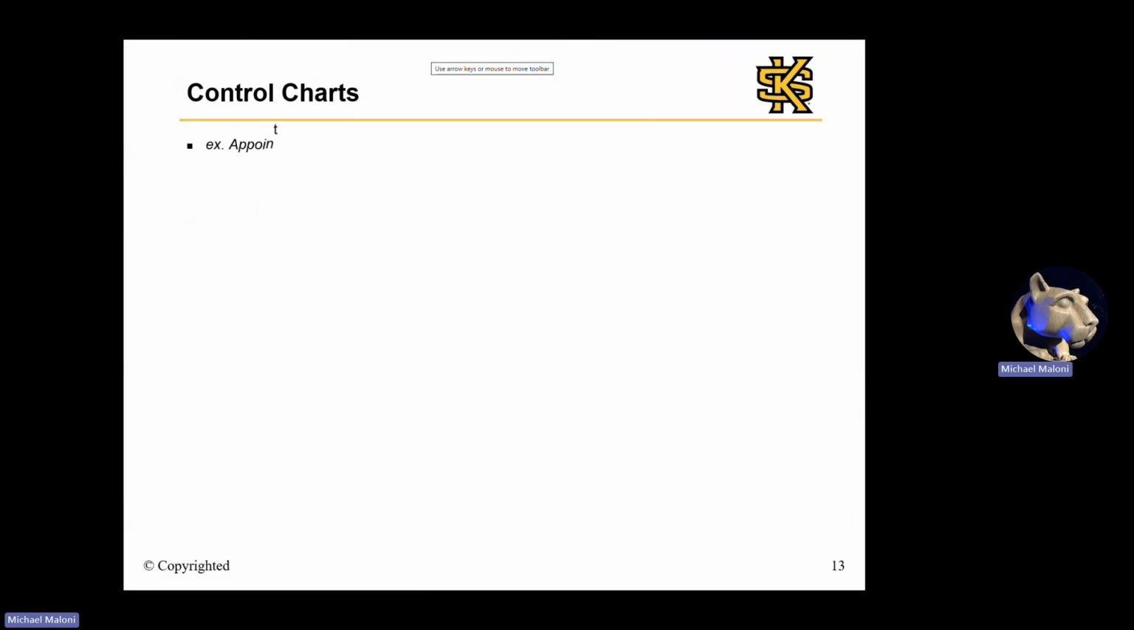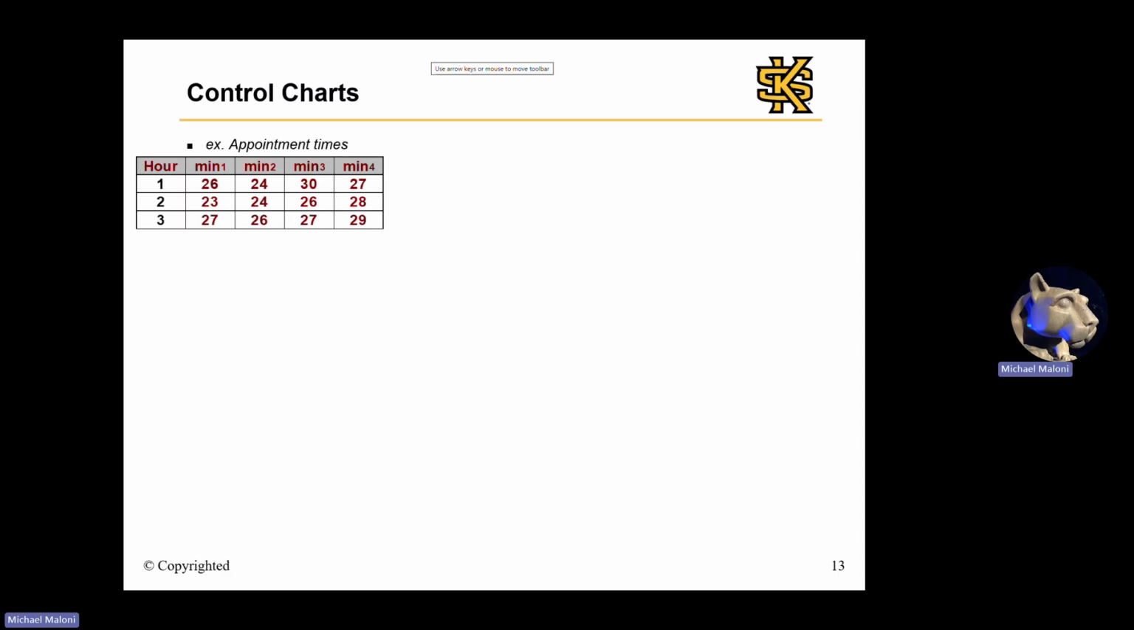Let's consider an example with appointment times at a large medical clinic. We don't want these appointment times to be too long. That creates delays and our patients have to wait. But if the appointments are too short, then the patients may not feel like they're getting sufficient care. So each hour we'll randomly sample the duration of 4 appointments. So each hour we'll look at 4 appointment times, hour after hour. So hour 1, hour 2, hour 3, and then so forth throughout the day.